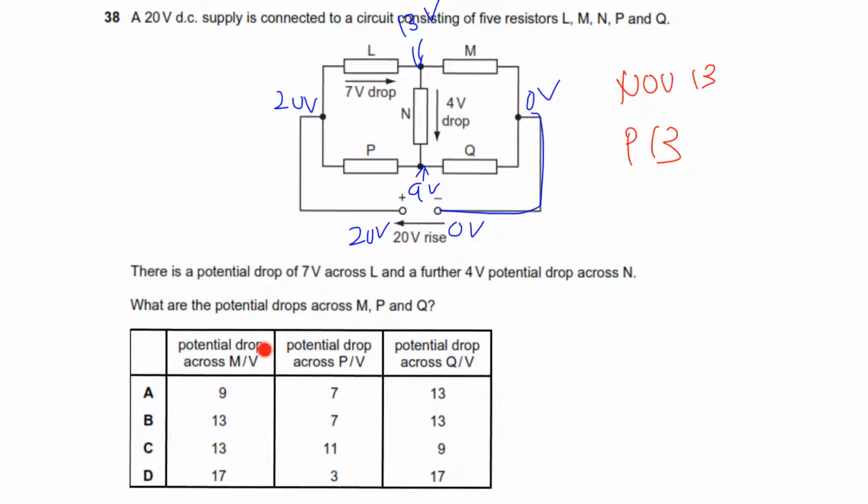So you want to find the PD across M, which is here. So 13 minus 0. So it's 13. PD across P, which is from here to here. So 20 minus 9, which is 11. And then PD across Q, which is 9 minus 0, is 9. So answer is C.